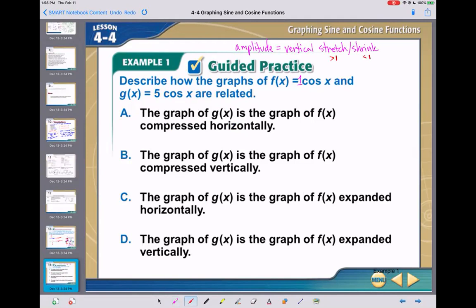So on this problem, the number is on the outside. Let me do rule number 1. If the numbers are on the outside, does that make it vertical or horizontal? Vertical. So we could eliminate 2 options based off of that. And then if the number is bigger than 1, we're talking about G here. The number is bigger than 1, it's a stretch. Or here they're using the words expansion or compression. So expansion would be a stretch, compression would be a shrink. If the number is greater than 1, it's an expansion. If it's less than 1, it's a compression. That should be enough time for you to get an answer.